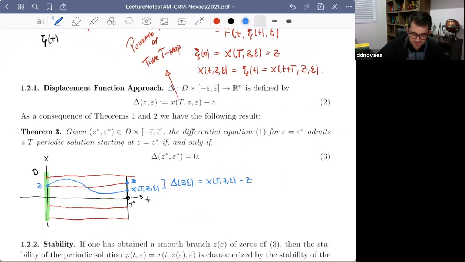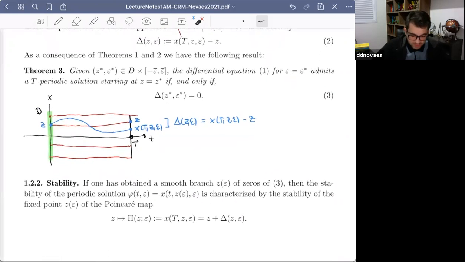So with the displacement function, I can associate periodic solutions of a differential equation with zeros of a function. This could be simpler to investigate. Instead of looking for periodic solutions of a differential equation, which we know is a hard task, we can now study zeros of a function.